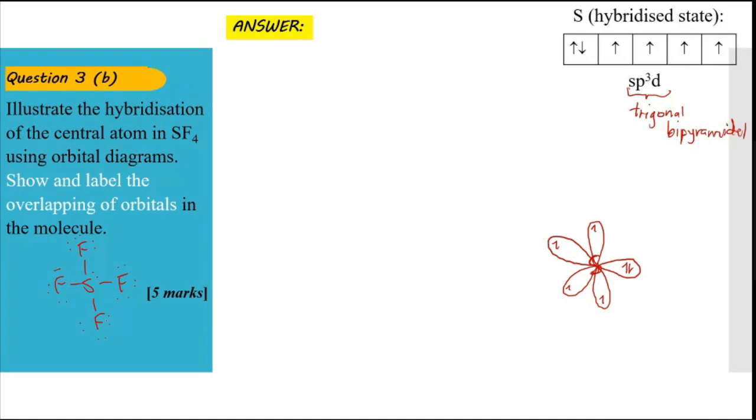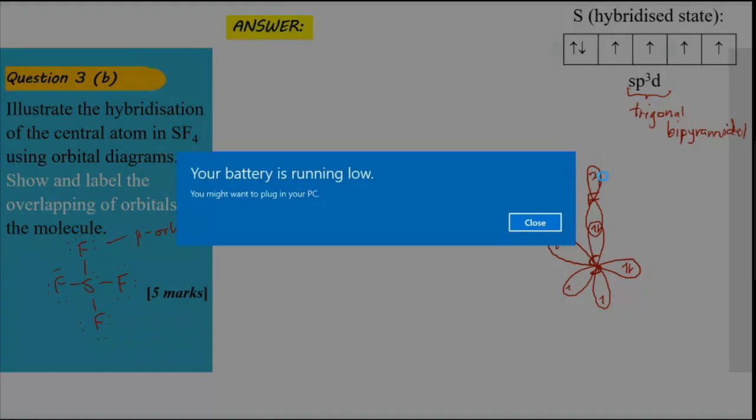Just now it looks like this. Okay, so there's one lone pair. This is the lone pair. And then the 4 bonding pair, fluorine will use, because fluorine is p block element. So it will use p orbital. Okay, so you just put dumbbell shape, and then you must label F, and then you pair up the electron, and then you must label 2p.